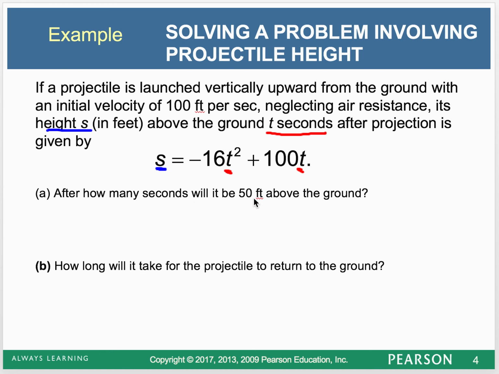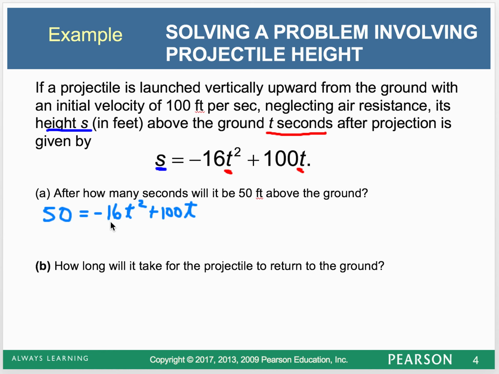So the 50 feet is the height, right? So s needs to be replaced with 50. So I'm just going to put a 50 right there. We're looking for how many seconds, so that t is going to stay. So 50 equals negative 16t squared plus 100t. And there's my quadratic equation.